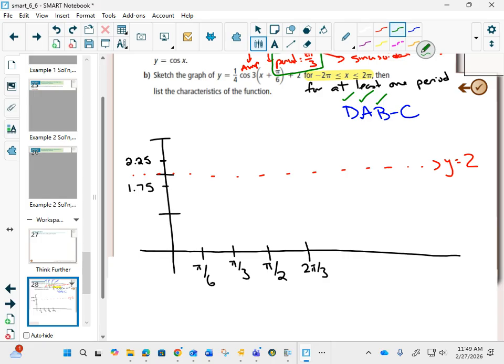The C, it is a cos graph. Where does a cos graph start? At a maximum. The next ticking mark, it'll be at the center line. Next ticking mark, minimum. Next ticking mark, back at the center line. Next ticking mark, back at the maximum. Here is your dotted line. The C is done.